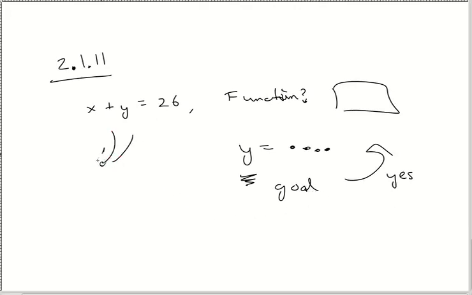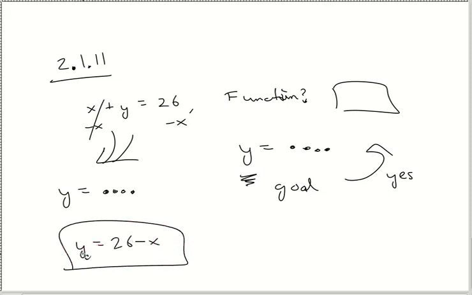So let's kind of just simplify this thing. My goal is to get y equals something or other. How would I start solving for y? Well, I'm going to minus an x on both sides. And so then I got y is equal to 26 minus x. Did I get a y by itself? Did I have a single y for any x? Yeah, so we're good there. I would say yes. Okay.